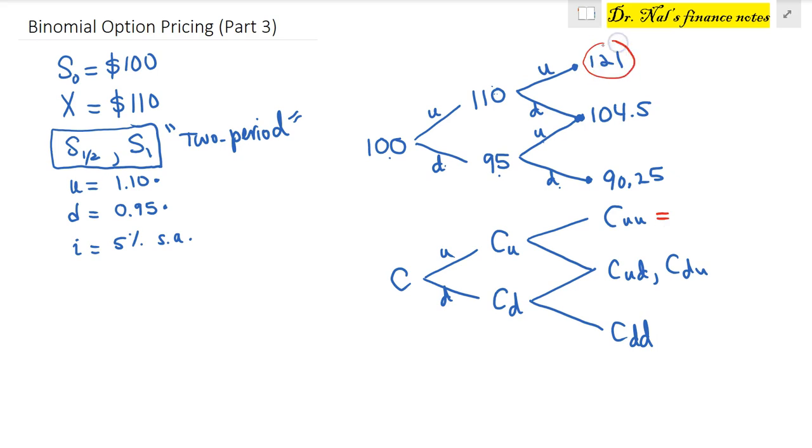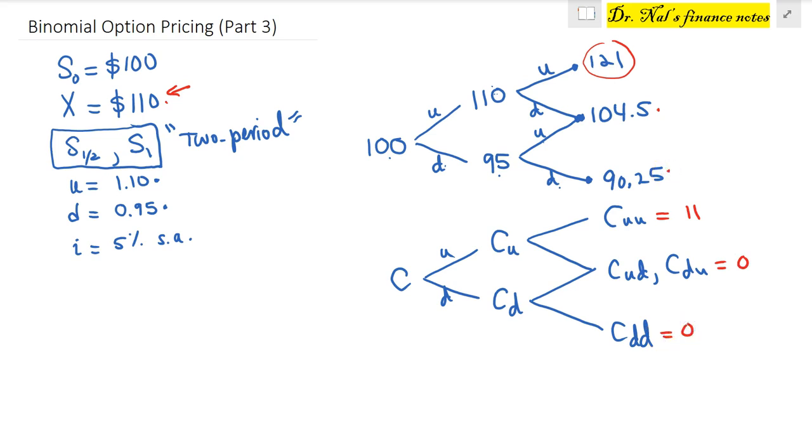Obviously, the last nodes are quite easy because we already know the prices. The call option will expire in the money here, so it will be 121 minus the strike price of 110, that would be $11. In this node, 104.5 is less than the strike price, so that would expire worthless, and the same thing here, worthless.